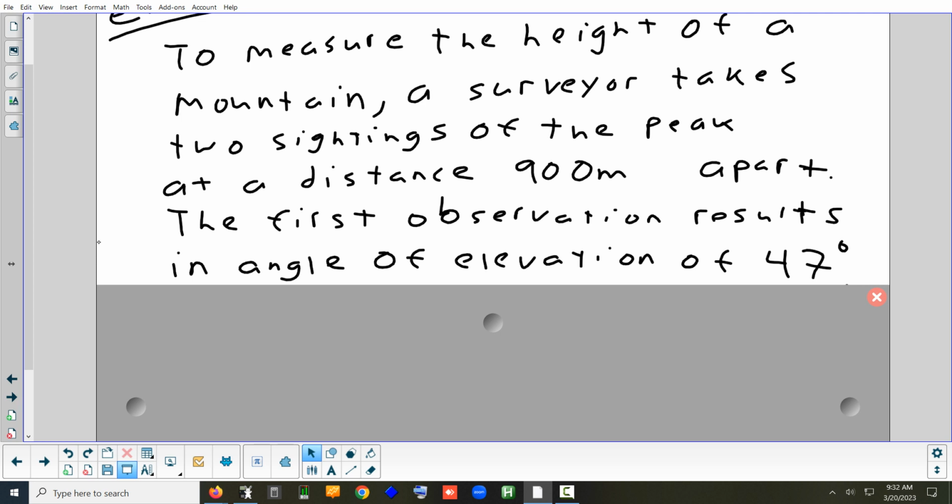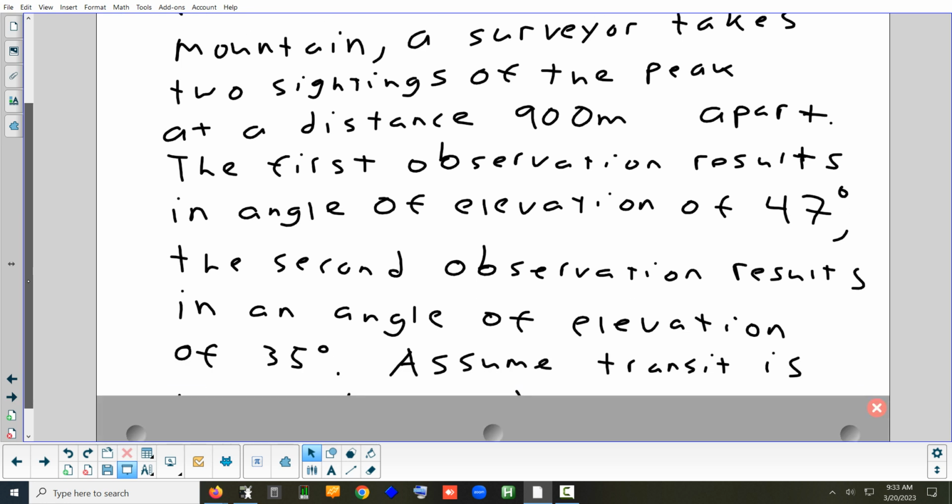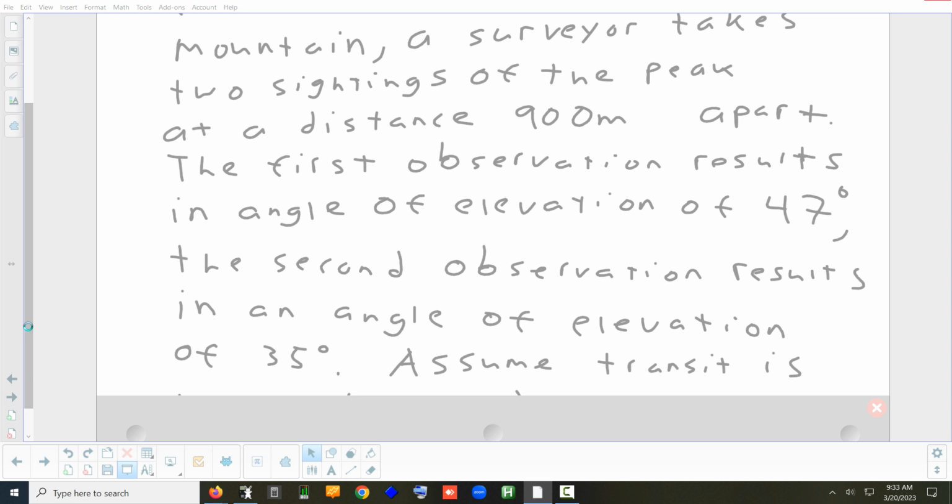Each time the surveyor measures it, they take their laser and they point it at the top of the mountain. I'm going to represent the laser with a dotted line. And then he does it again. Points it to the same spot. Now, what do we know about the first spot and the second spot that the surveyor measures from?